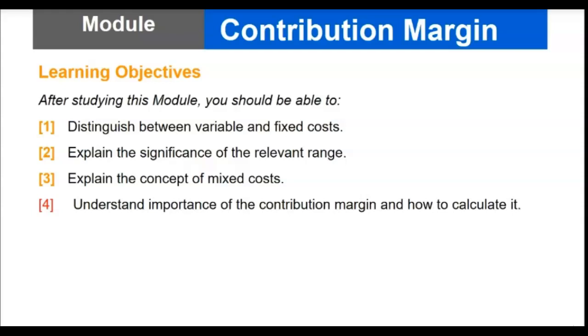Now, some costs are partly fixed and partly variable. They're referred to as mixed costs. And you're going to have a model in this module that will help you break out the fixed and variable cost. And lastly, we introduce a very important concept. It's called contribution margin. And how do we calculate it?